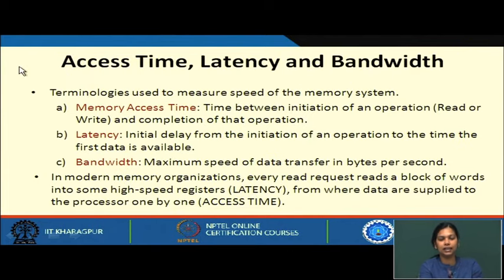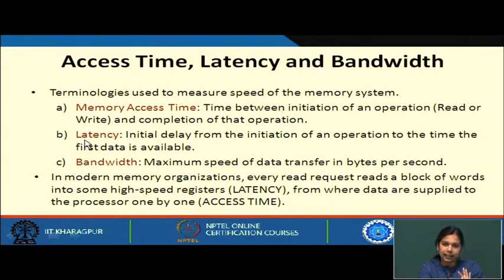Now at this point of time, we need to know some of the terminologies that we will be using very often. They are called access time of a memory, latency and bandwidth. So what is memory access time? By memory access time, we mean the time between initiation of an operation, what operation? Either it can be read or write, and the completion of that operation. How much time is required to access the particular data, that is memory access time.